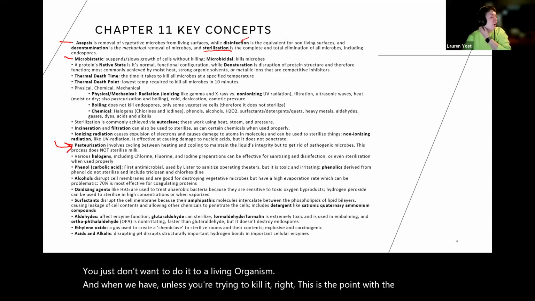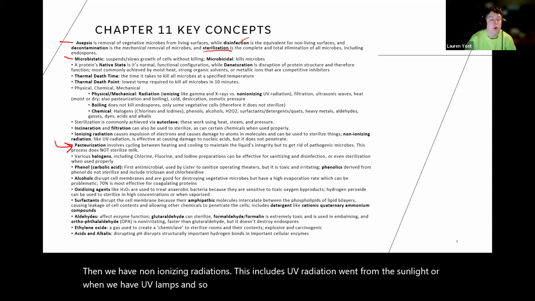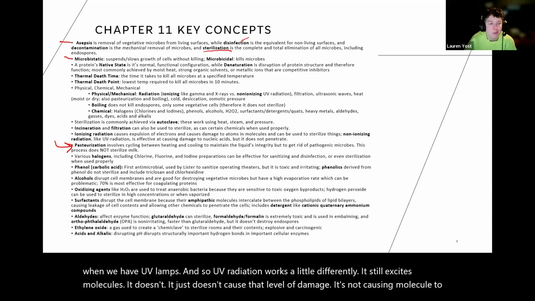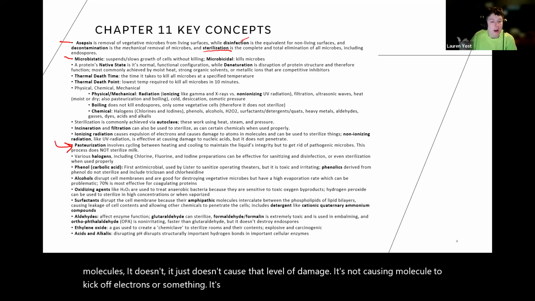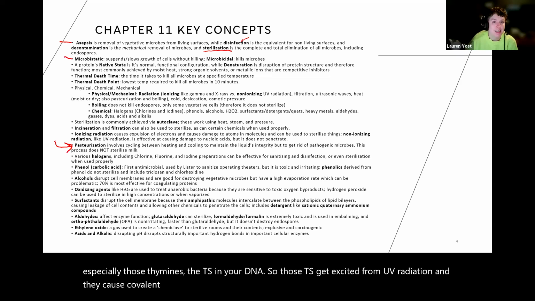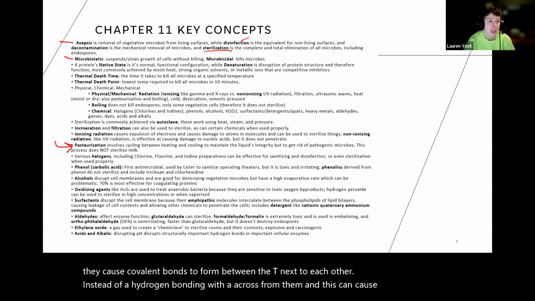Then we have non-ionizing radiation. This includes UV radiation, like from the sunlight, or when we have UV lamps. And so UV radiation works a little differently. It still excites molecules. It just doesn't cause that level of damage. It's not causing the molecule to kick off electrons. It's just exciting molecules that are right next to each other, especially those thymines, the T's in your DNA. So those T's get excited from UV radiation, and they form covalent bonds with the T next to each other instead of hydrogen bonding with the A across from them. And this can cause pretty significant damage if it isn't controlled.